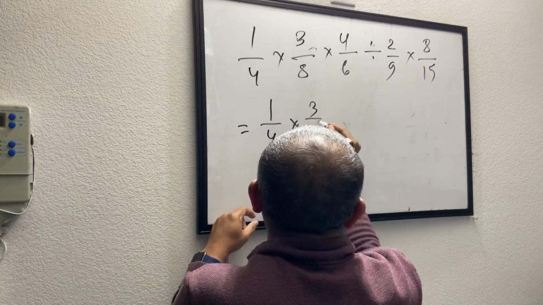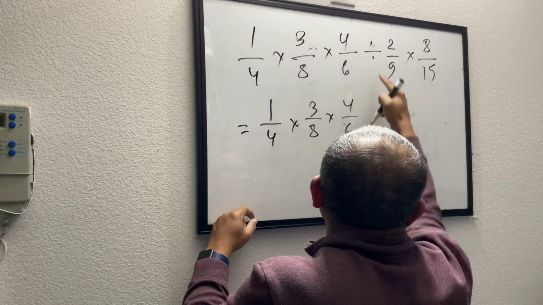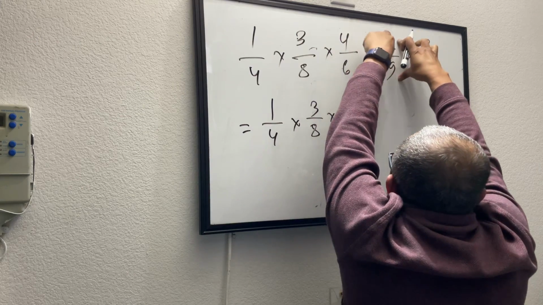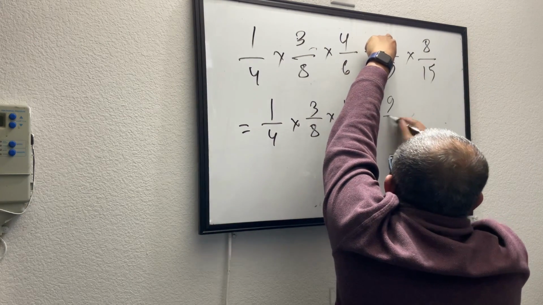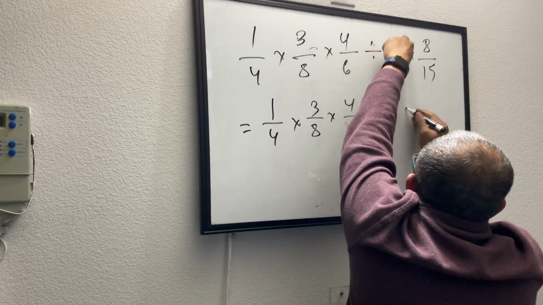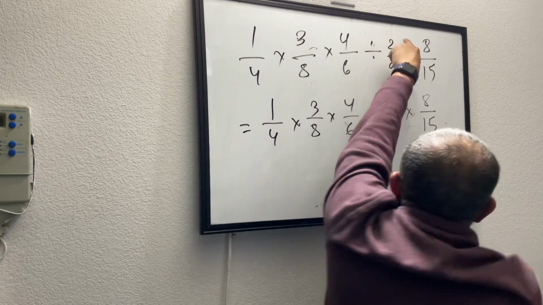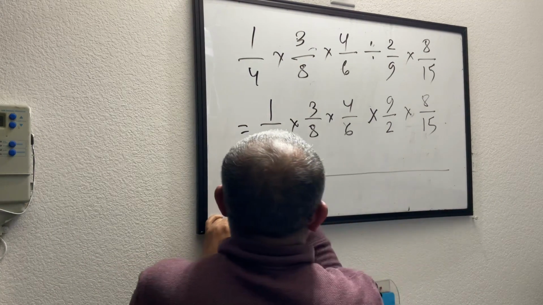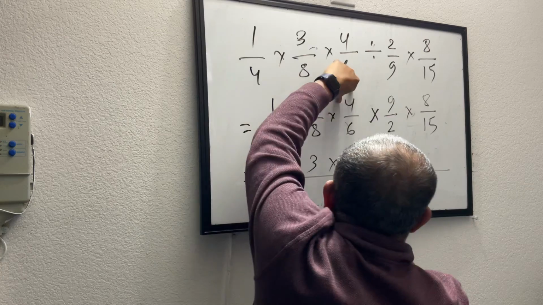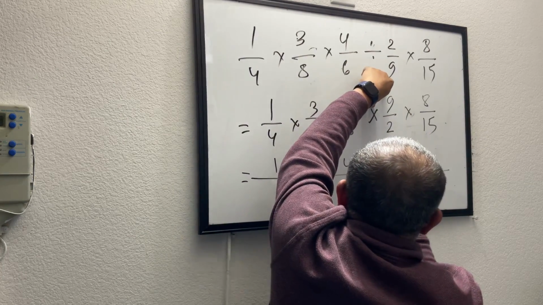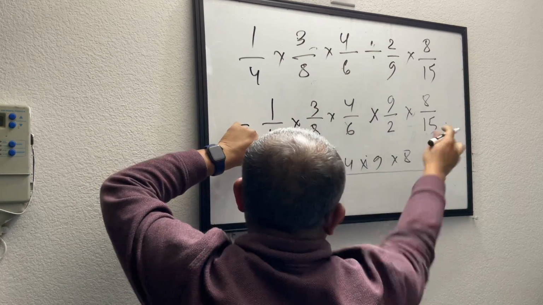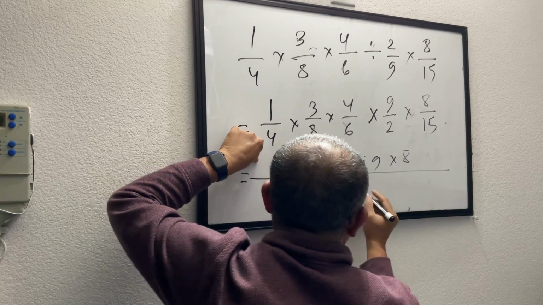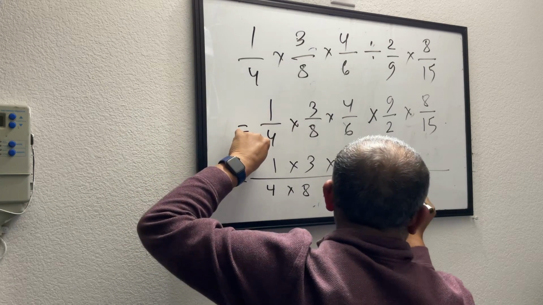1 by 4, 3 by 8, 4 by 6, and then I have a division. I'll convert that to multiplication. As soon as I did that, the number next to it gets mad and flips upside down. And then multiplication remains multiplication. Now I have all these numbers. What will I do? 1 into 3 into 4. All the numbers on the second floor will come together. All the numbers on the first floor will be put together. 4 into 8 into 6 into 2 into 15.